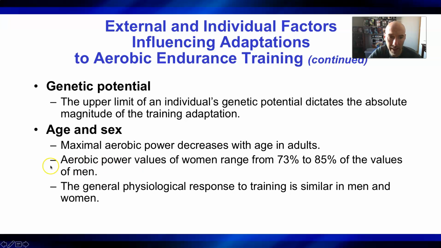Other factors, we have age and gender. Now, as I've said many times in class, on average, men have higher VO2 maxes than females, but if you took any two given individuals, that wouldn't be the case.